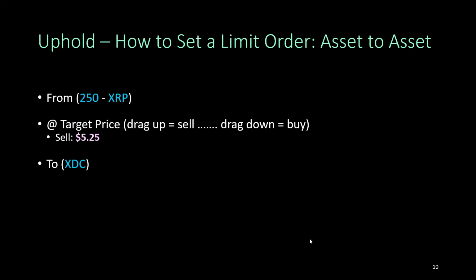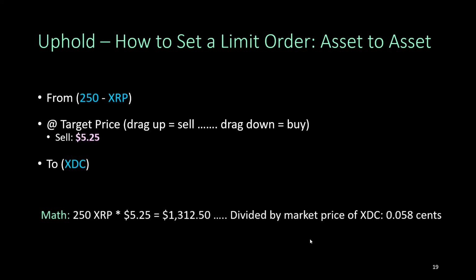And then the next box is where is that going to, from and to on a limit order. Let's say you want to build your XDC portfolio. And when XRP hits 5.25, it's going to liquidate the 250 XRP at $5.25, and that's going to convert it into XDC. Let's look at what the math to this would look like.